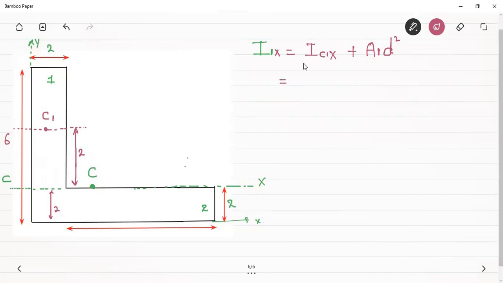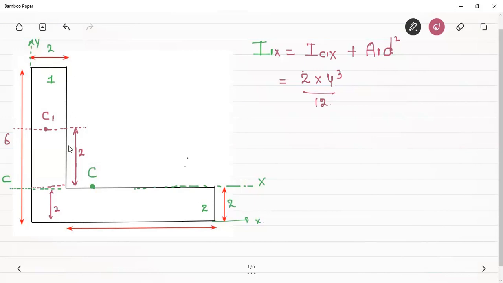So the moment of inertia of the first rectangle about its own centroidal x-axis, we know its formula. Remember, 6 is not the complete dimension; this rectangle is only up to this. That is 2 into 4 cube by 12.